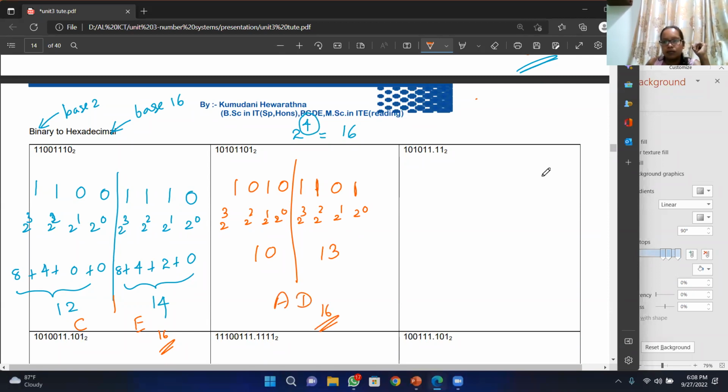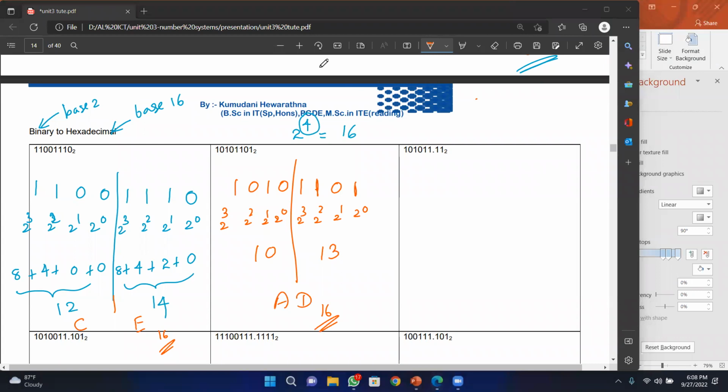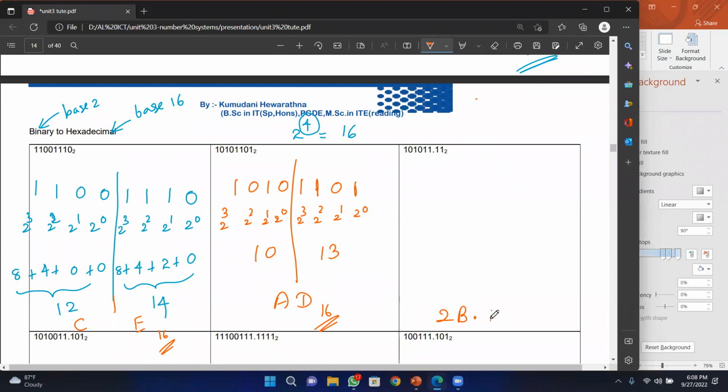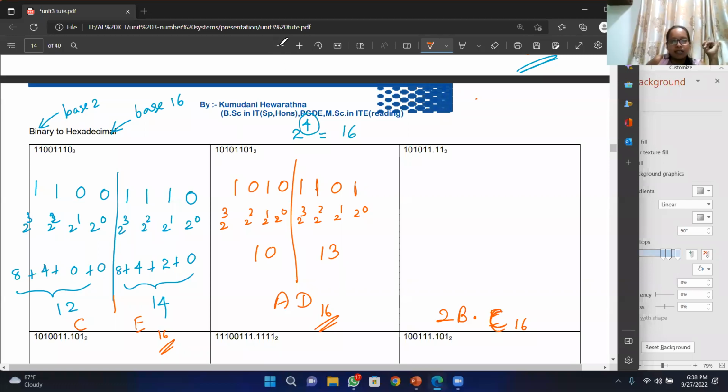Next one. Teacher, I got 2B point C to the base 16. Is that B or D? B, teacher. B point D. C, teacher. C.